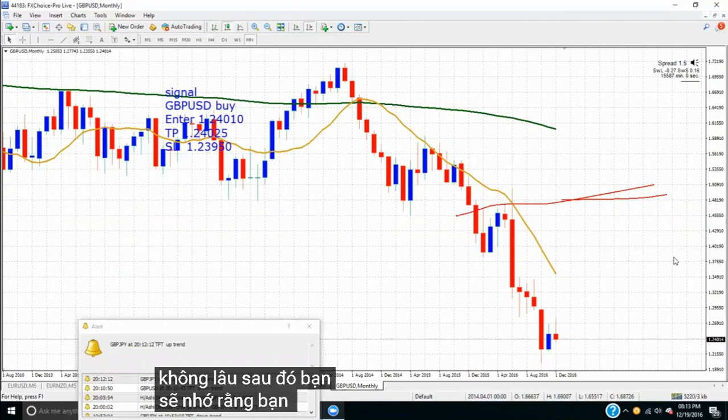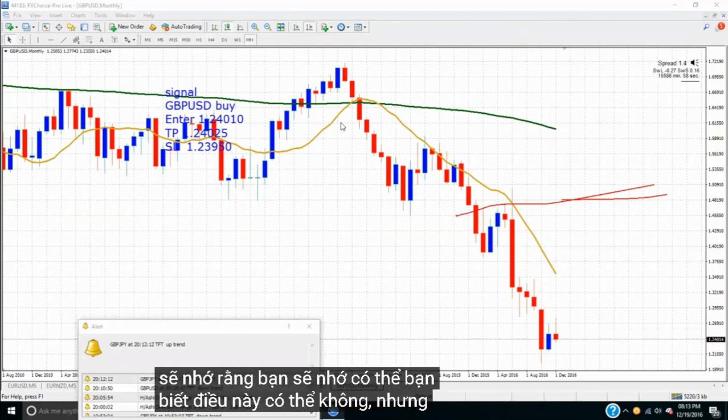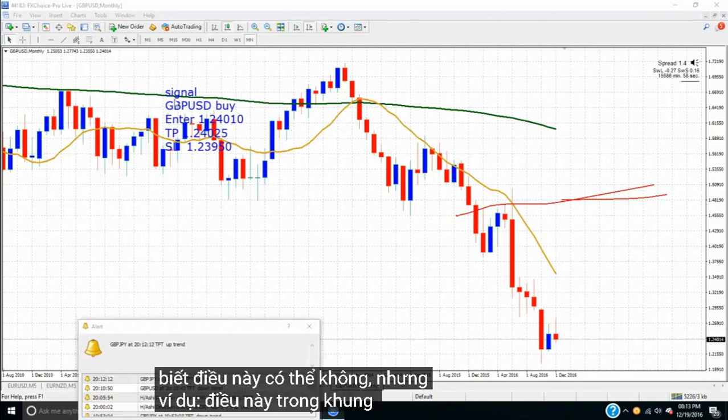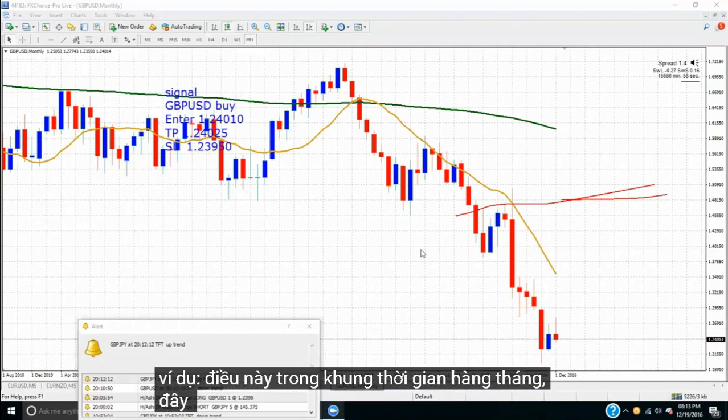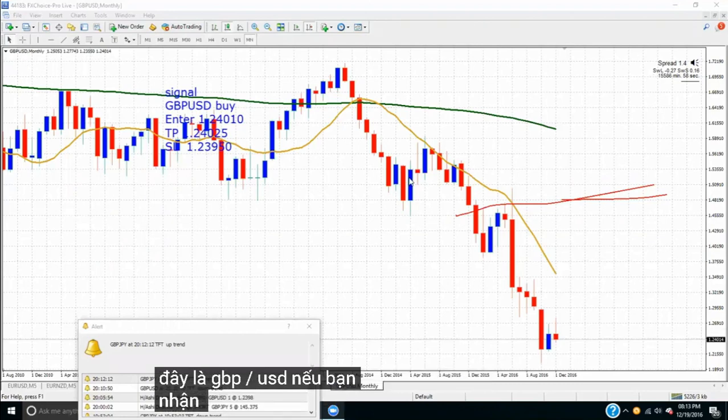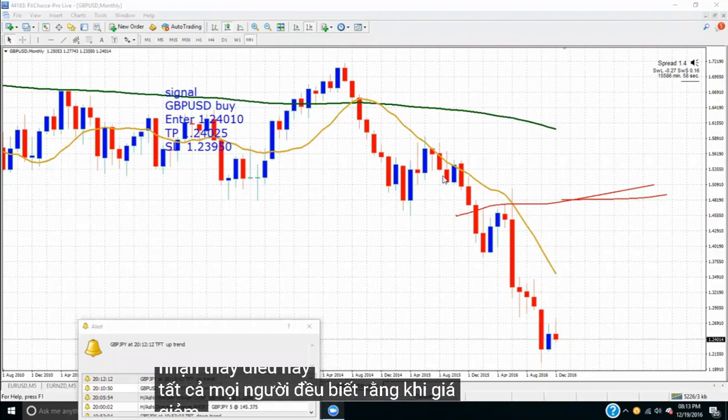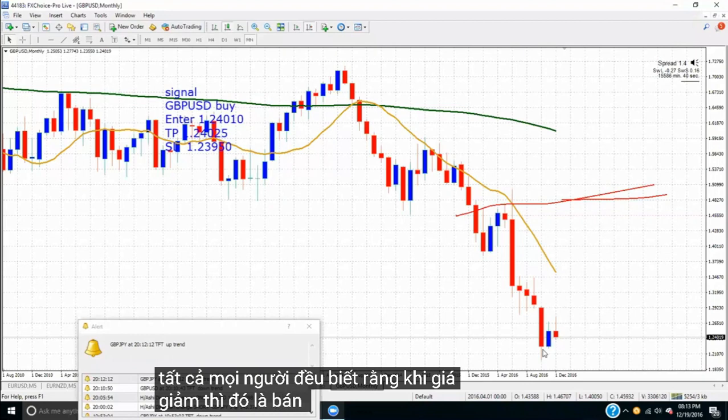and after you've looked at them for a while, you're going to get that, you're going to remember maybe what this one said, maybe not. But for instance, this one on the monthly time frame, this is the GBP USD. If you'll notice, this pair has been in a sell trend. Everybody knows that when price is dropping, that's a sell. And when price is going up, that's a buy.